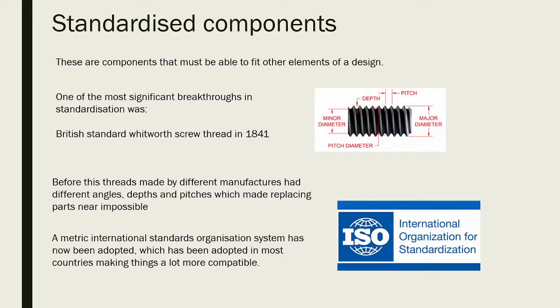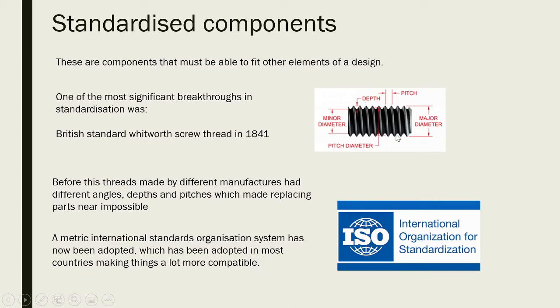So standardized components. These are components that must be able to fit other elements of a design. One of the most significant breakthroughs in standardization was what's called the British Standard Whitworth screw thread, which came through in 1841. If you look at the diagram here, it's to do with the smallest diameter, the major diameter, the depth, pitch, and the angle that the thread goes all the way around.